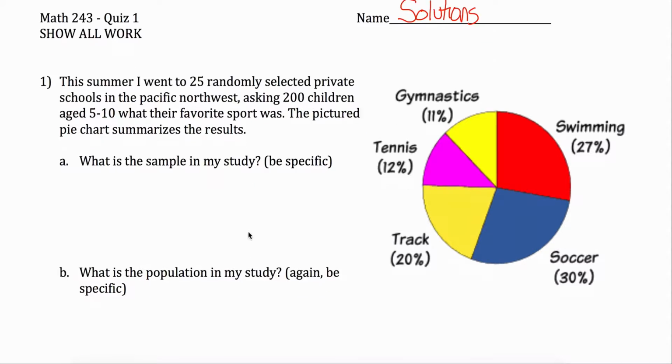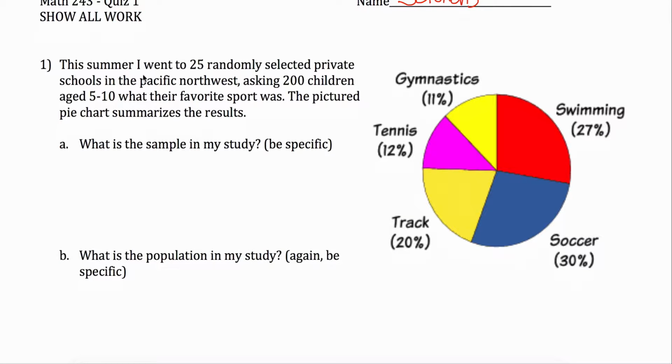Let's see. So what's going on in this problem is I give you this hypothetical scenario. This summer I went to 25 randomly selected private schools in the Pacific Northwest, and I asked 200 children, aged 5 to 10, what their favorite sport was. And here is a summary of the results. So what you're asked to do is basically prove that you understand a whole bunch of vocabulary words.